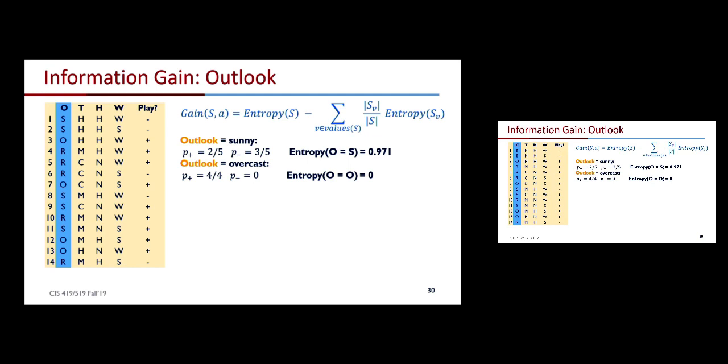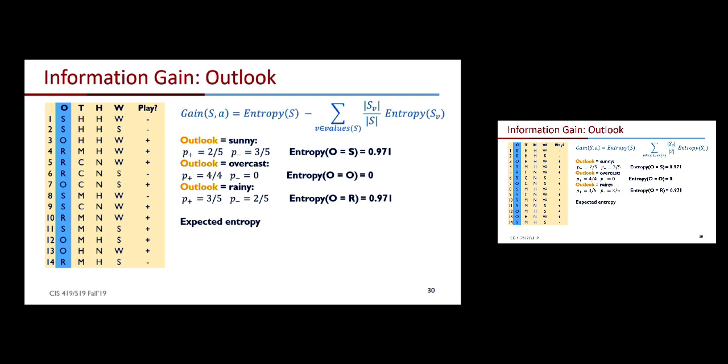For outlook equals sunny, we know that it should be pretty high because it's almost split. And indeed it's 0.971. The same thing for rainy. The split is 3-2. Also the same entropy, and so on.